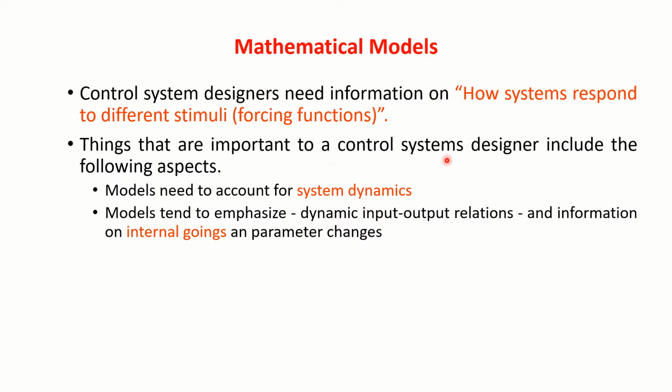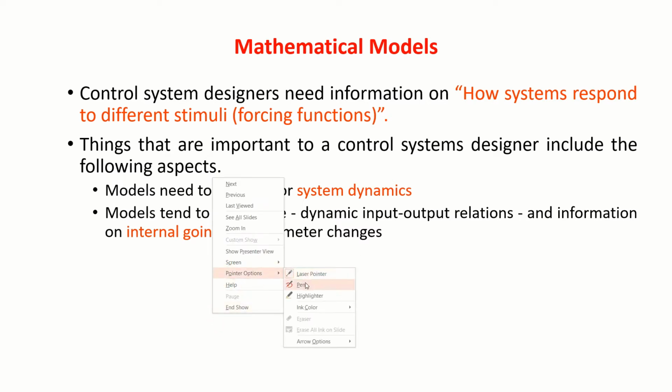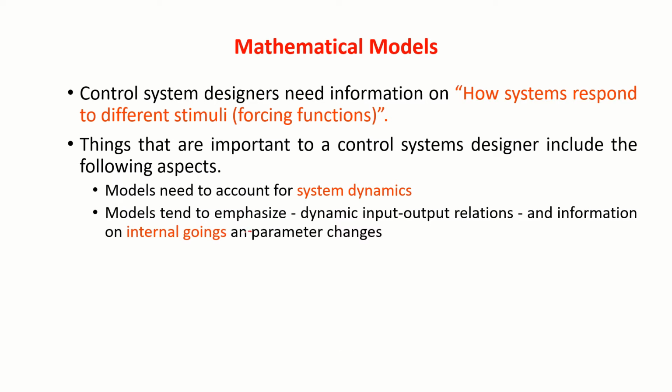Things that are important to a control system design include: models need to account for system dynamics. They should represent system dynamics. Models tend to emphasize dynamic input-output relations and information on internal goings and parameter changes.